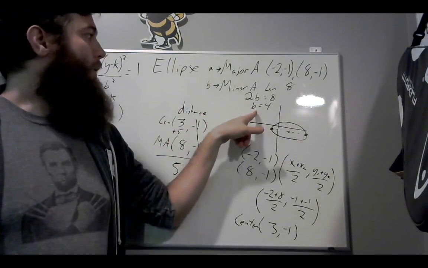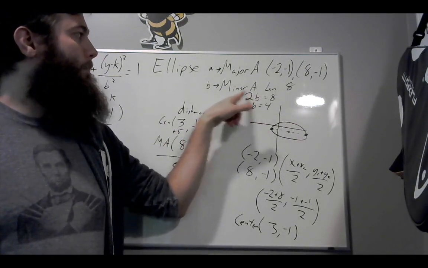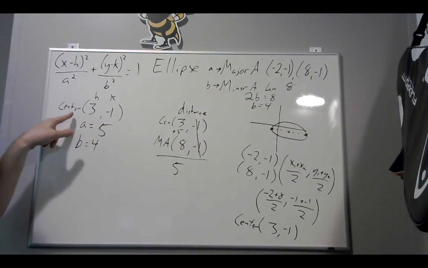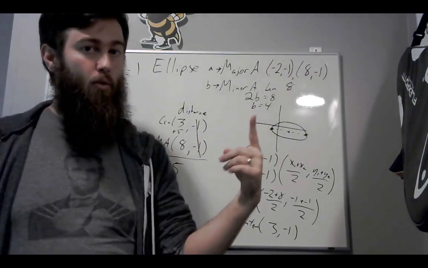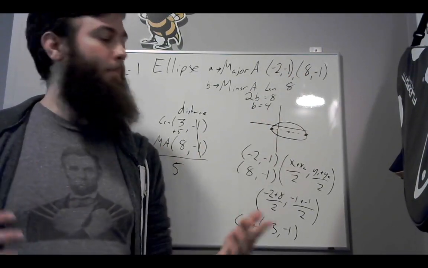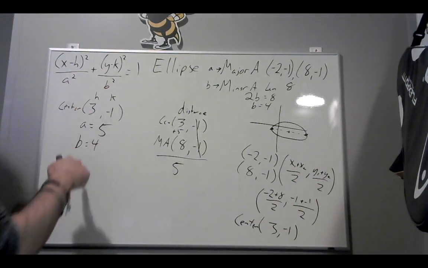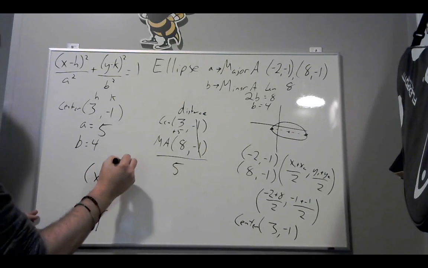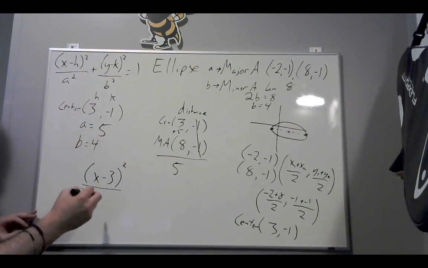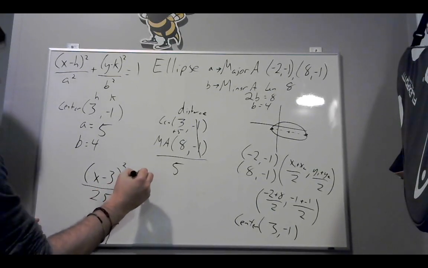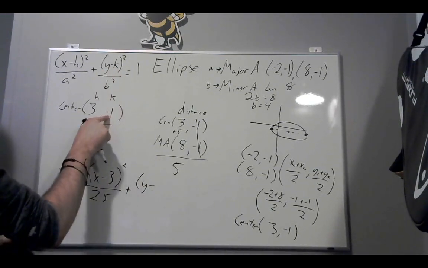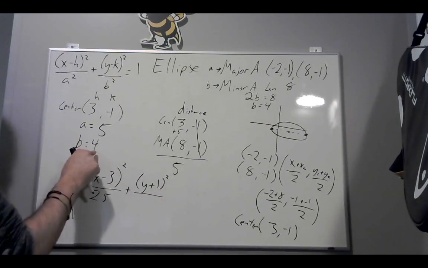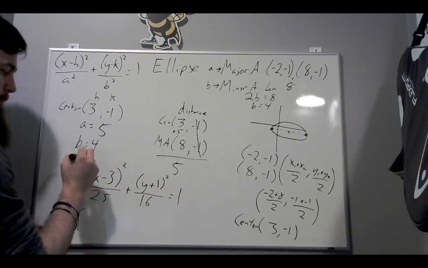Our b value we found using, again, the fact that the minor axis length is 2b. So 2b equals that 8, giving me b of 4. I also found my center by taking 2 points and just finding the middle of them by doing the midpoint formula. So using all this information, we can then plug it in. So this is going to be (x minus 3) squared over a squared, so that 5 squared is 25, plus (y minus k), so y minus -1 gives me (y plus 1) squared, over b squared, which was 4, so 16, equals 1.